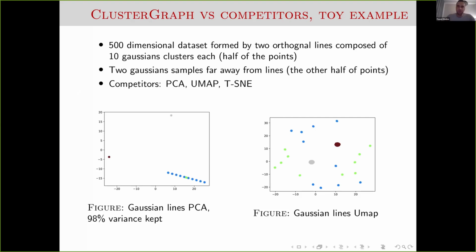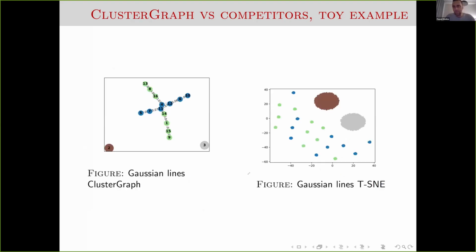This is the left-hand side picture, UMAP. So PCA got the Gaussian as well, one of the lines, okay, and there is this second perpendicular line which we don't get over here. UMAP gets nicely the Gaussians, but totally messes up the lines. t-SNE, very much like UMAP, and the cluster graph on the left-hand side gives us the structure. So that's one good indication.